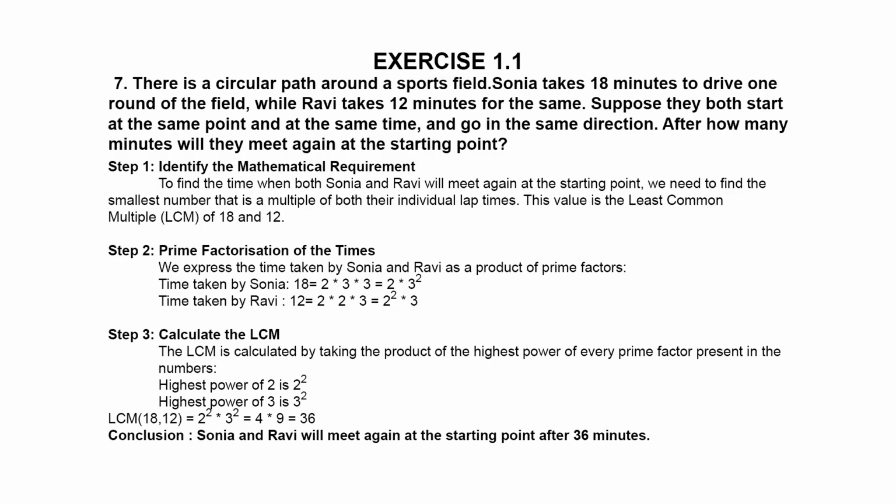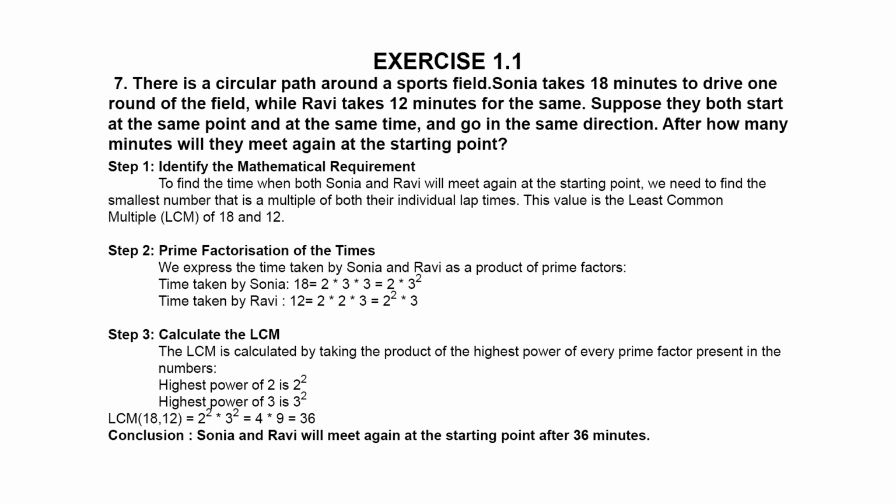Step 2. Prime factorization of the times. We express the time taken by Sonia and Ravi as a product of prime factors. Time taken by Sonia, 18 = 2 × 3 × 3 = 2 × 3². Time taken by Ravi, 12 = 2 × 2 × 3 = 2² × 3.